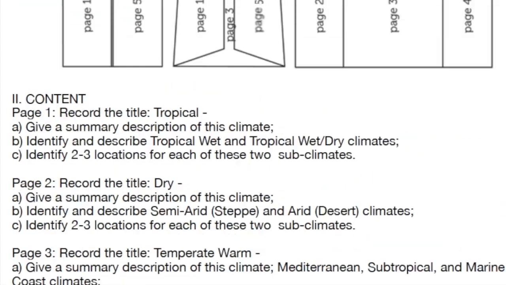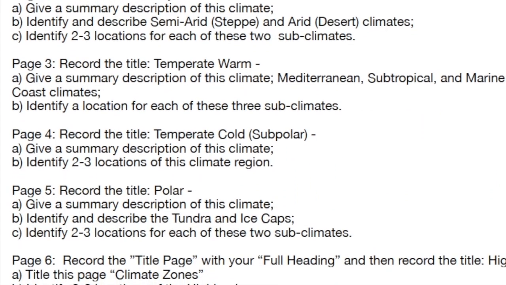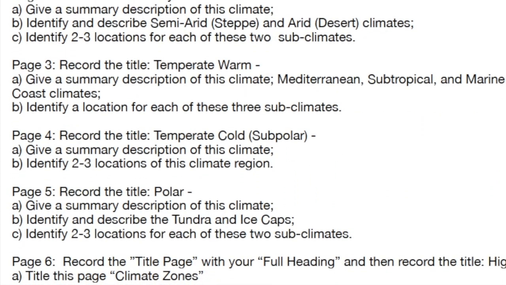Then page 3 is that middle area, which is a larger portion. This is going to be the temperate warm. The reason why it has a larger portion is because you have a total of 3 subclimates. Now, on the 3 subclimates, remember, for this page, you're giving at least 1 location for each subclimate. You can give more than 1, but you can give 1 since that is what I gave you in your notes.